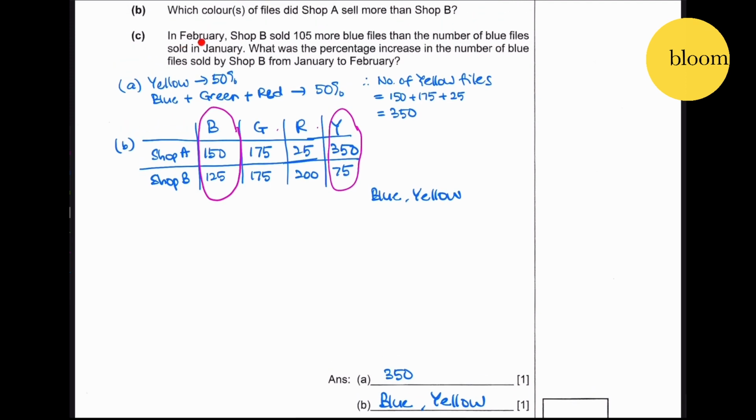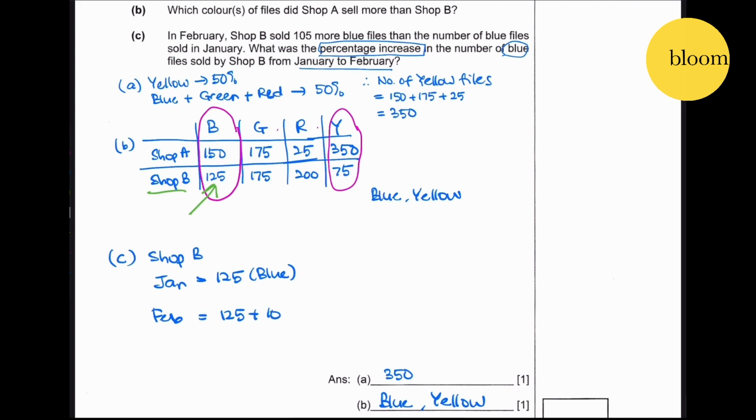Question C. In February, shop B sold 105 more blue files than the number of blue files sold in January. What was the percentage increase in the number of blue files sold by shop B from January to February? Therefore, we are looking for percentage increase, blue files, January to February. January is 125 files for blue. February, we have 125 plus 105 blue.